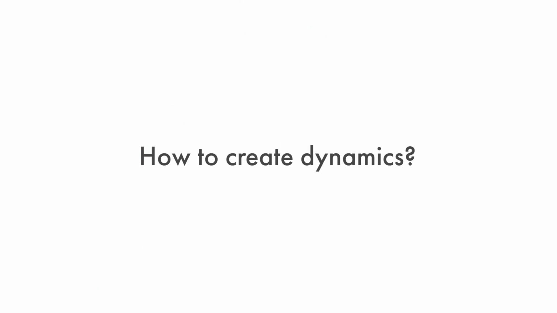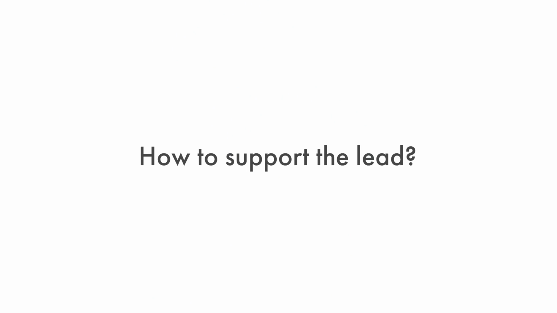How do we create dynamics, high energy parts and low energy parts? How do we create transitions, so moving between those high and low energy parts in a satisfying way? And how do we support the lead? How do we add things to elevate it and accentuate it, but also where do we need to get out of its way? So we added tons of different stuff, but it all fits into a few categories.